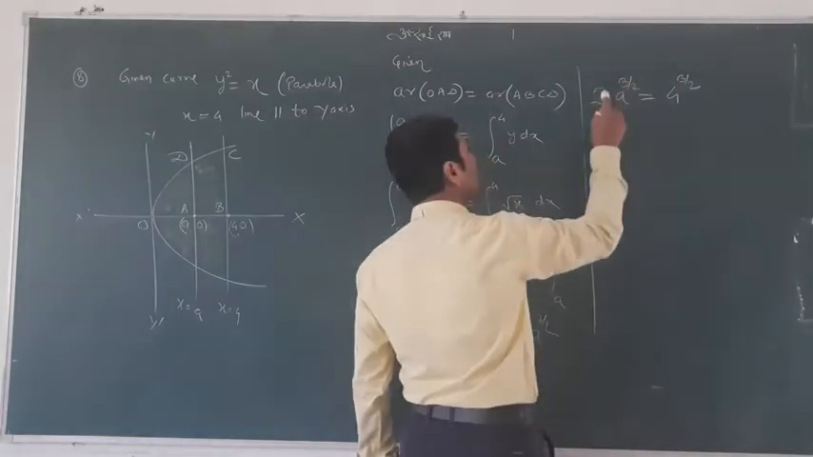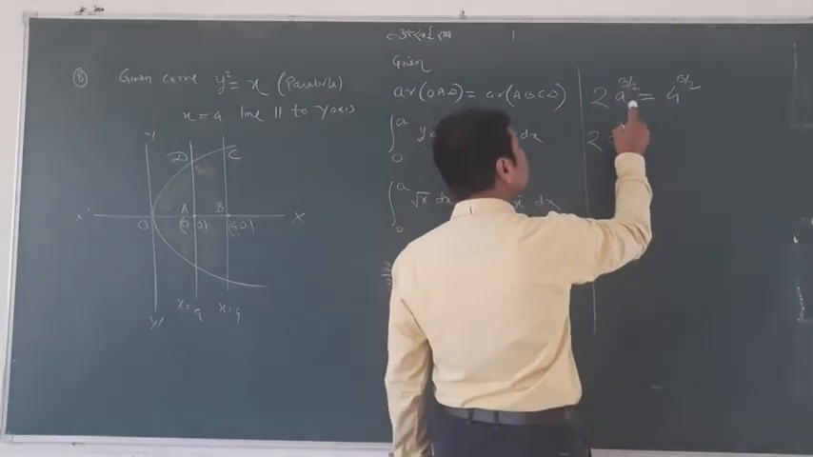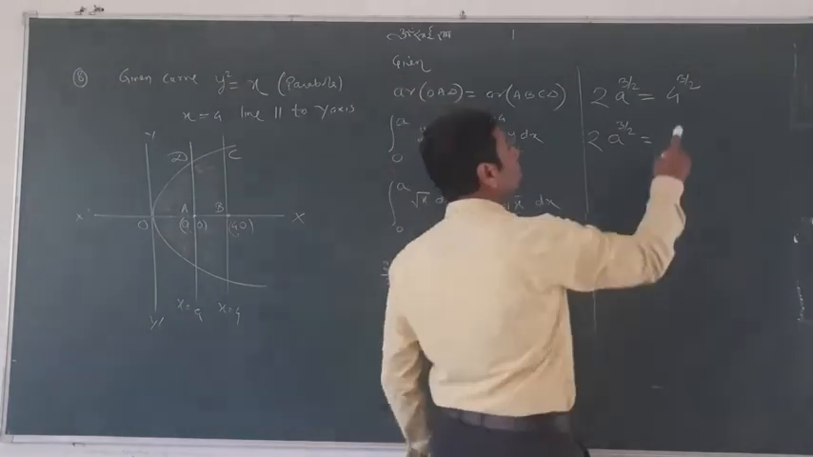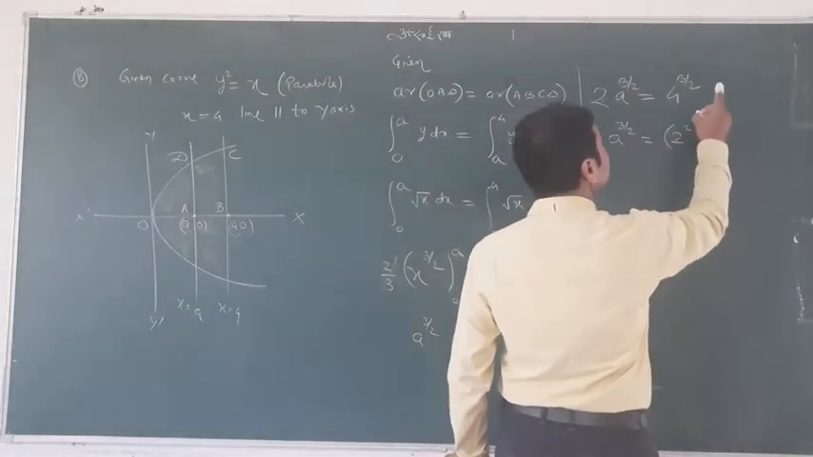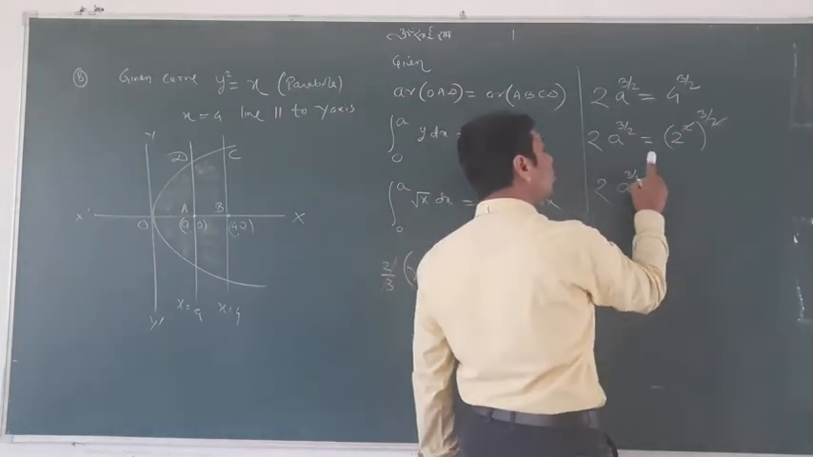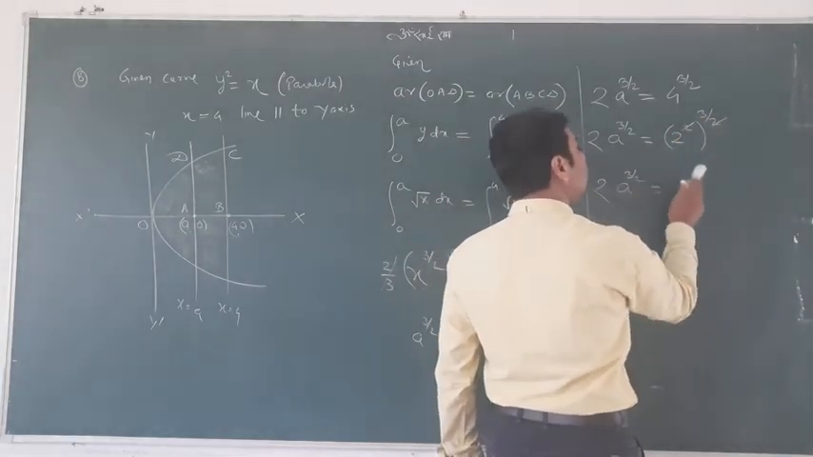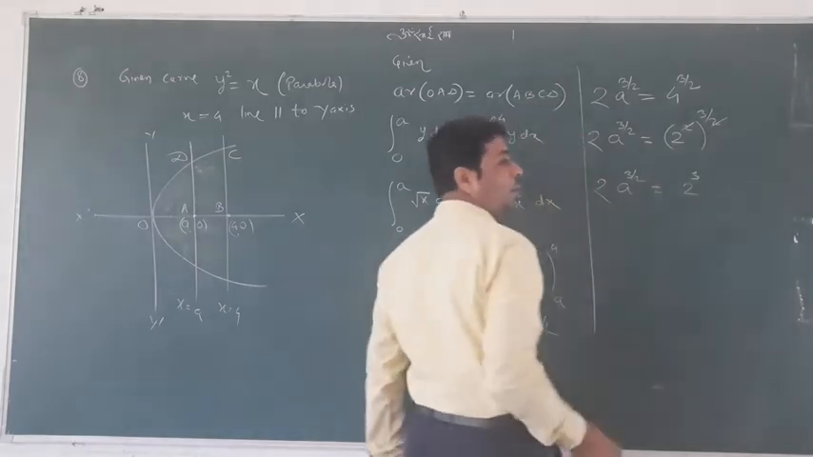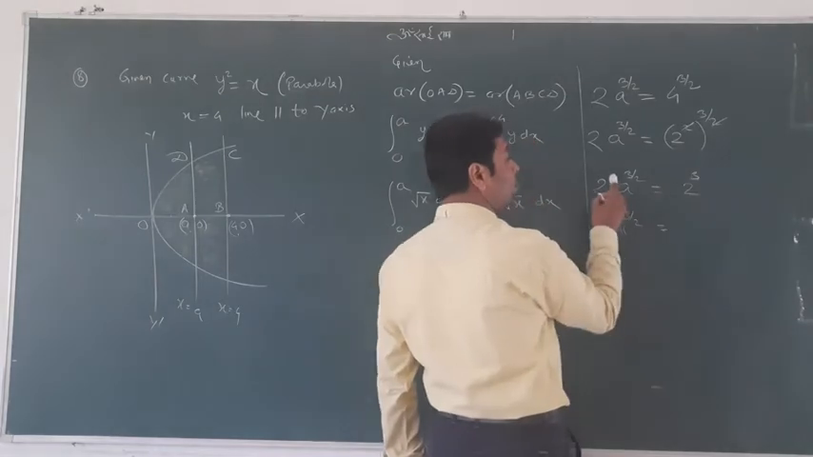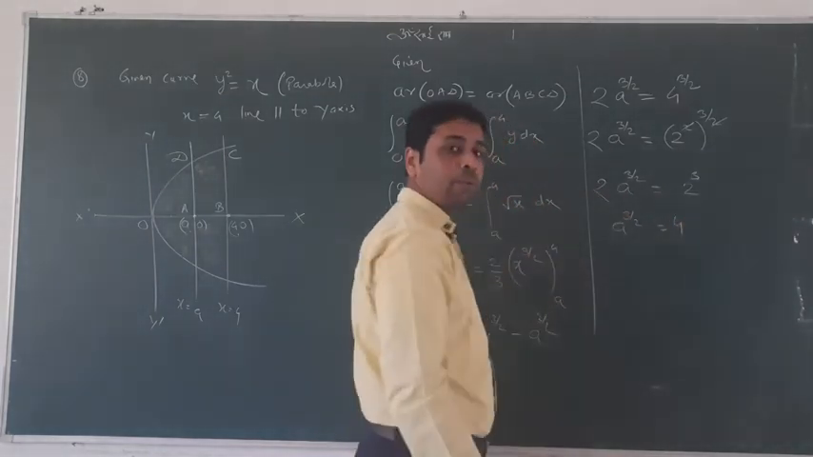Now we want to solve. 2a to the power 3 by 2 is equal to 4 to the power 3 by 2. 4 is 2 squared, so 4 to the power 3 by 2 is 2 to the power 3, meaning 8. The 2s cancel: 2a to the power 3 by 2 is equal to 8, 8 by 2 is 4.